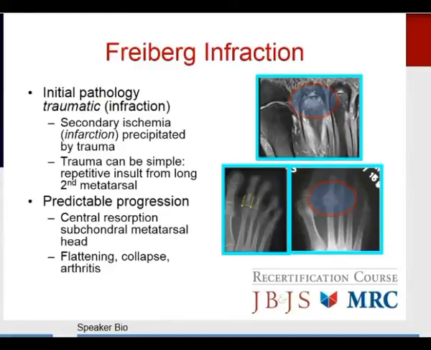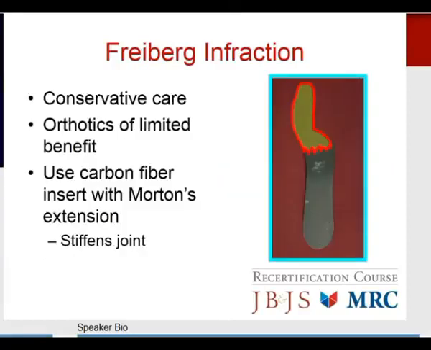Freiberg's infraction is a variation of arthritis. What it is, it's an infraction, right? And an infraction is an ischemic process that basically allows this to occur, precipitated by trauma in some way. It eventually can become an infarction or complete necrosis of the bone, but in the beginning it starts as an infraction. It has a very predictable progression when it occurs. We know that we begin with central resorption of the metatarsal head, then it progressively collapses over time to the point where we've got a significant arthritic second metatarsophalangeal joint.